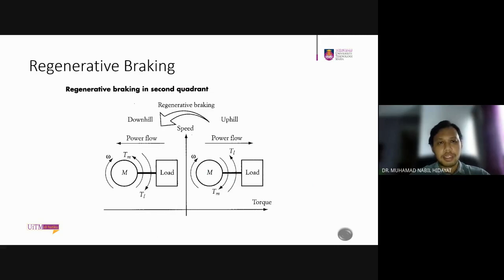So when it goes downhill, you have your TM actually at the opposite side, in the negative direction of your TL. TL is the friction or the inertia of the car. But then your speed is still spinning in the same direction.